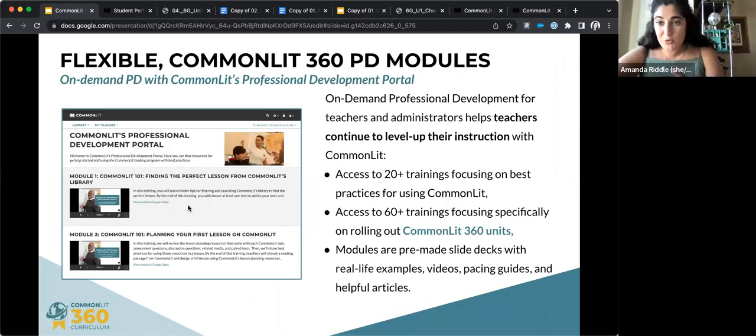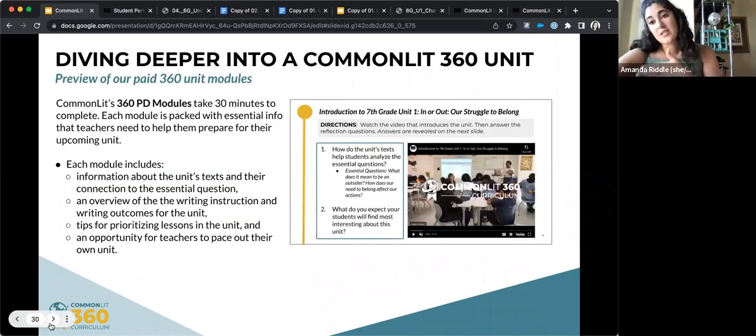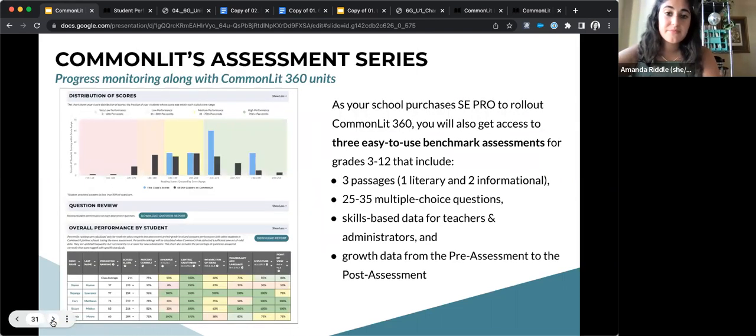And this is our PD modules. So these are available for partner schools and districts. These modules allow you to dig in deep to key parts of the unit. They help you calendar plan. They show you the most essential parts of the unit and talk about the writing lessons, the reading lessons, and tips for prioritizing the lessons. These are a paid feature, but everything else, your unit guide, the unit lessons, is totally free. So this is more for the folks in the room that might be looking to bring 360 to their school or district, and we can provide some more information about how to reach out to our team about this.